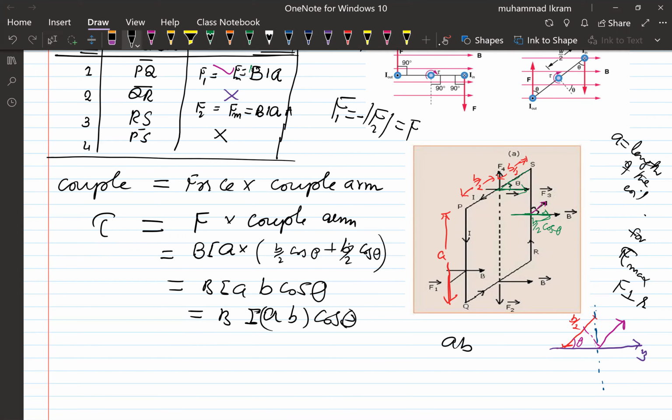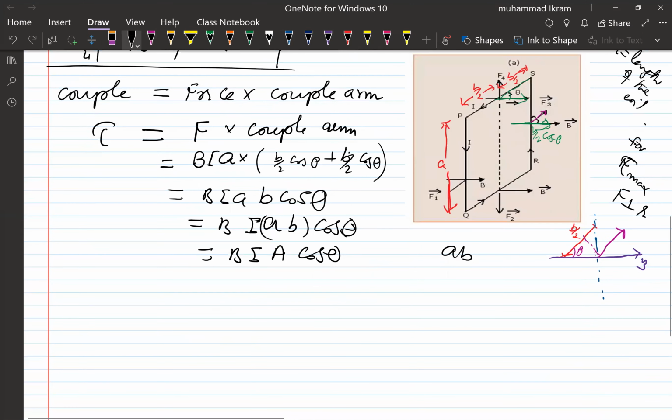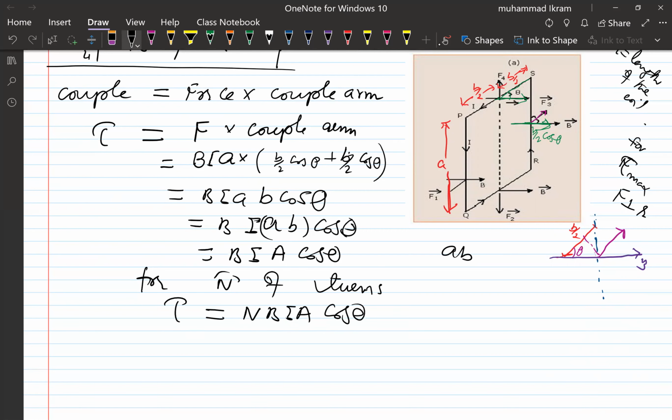AB is the area of the coil, cos theta. Since this is for one turn, for n number of turns we will be writing, torque equals B N I A cos theta, or you can say BINA cos theta. So this is the torque on the current carrying conductor, right?